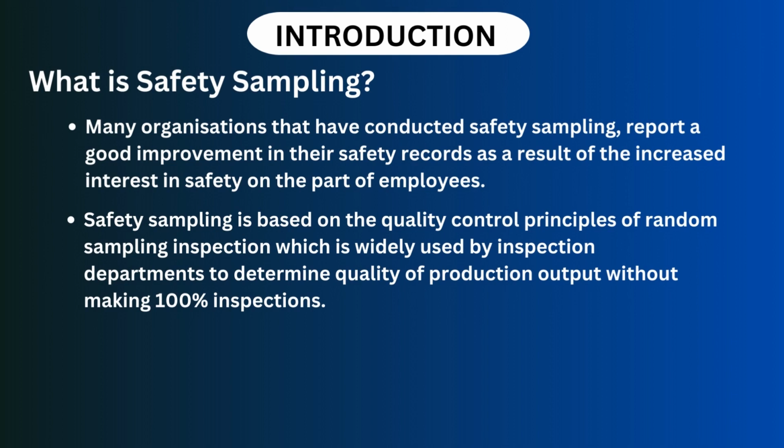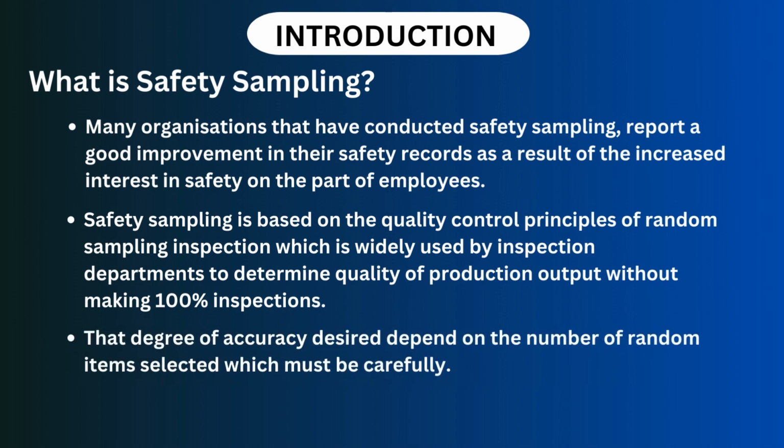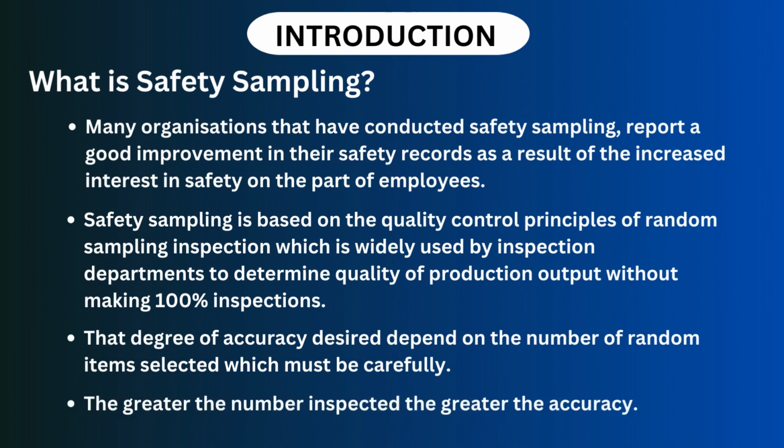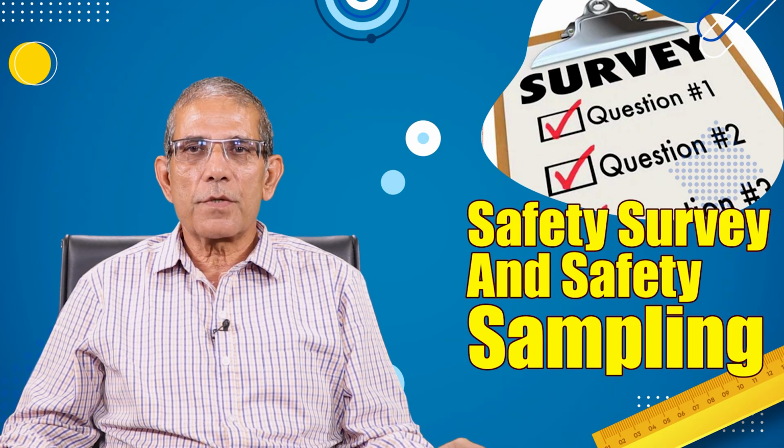Safety sampling is based on the quality control principles of random sampling inspection, which is widely used by the inspection department to determine the quality of production output without making 100% inspections. The degree of accuracy desired depends on the number of random items selected, which must be carefully selected. The greater the number inspected, the greater the accuracy. There are 4 steps in safety sampling.